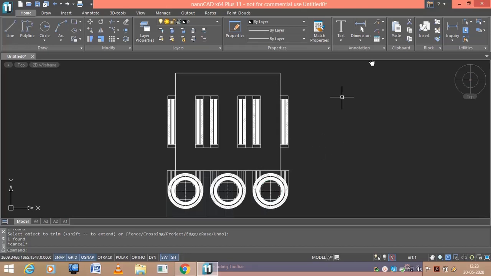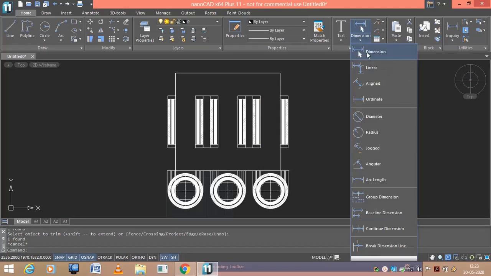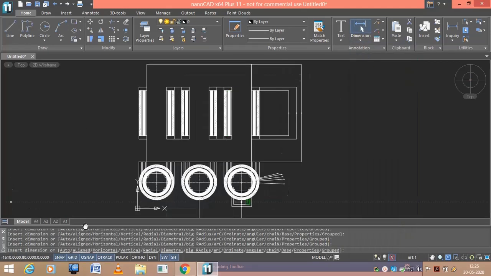The next step is to show the dimensions. You need to show all the dimensions here. Okay. Now this is the complete sectional plan and elevation of a 3-phase core type transformer, along with all the necessary dimensions which I have shown.